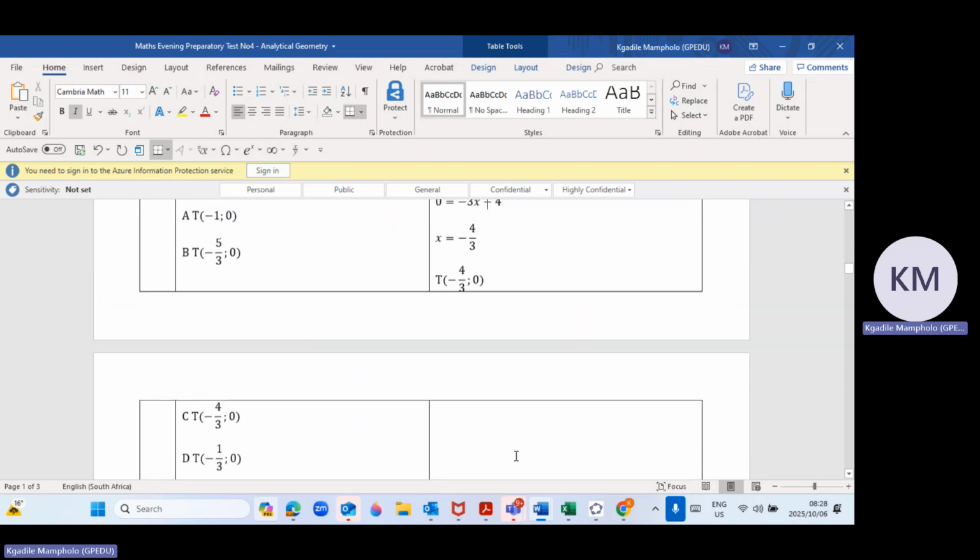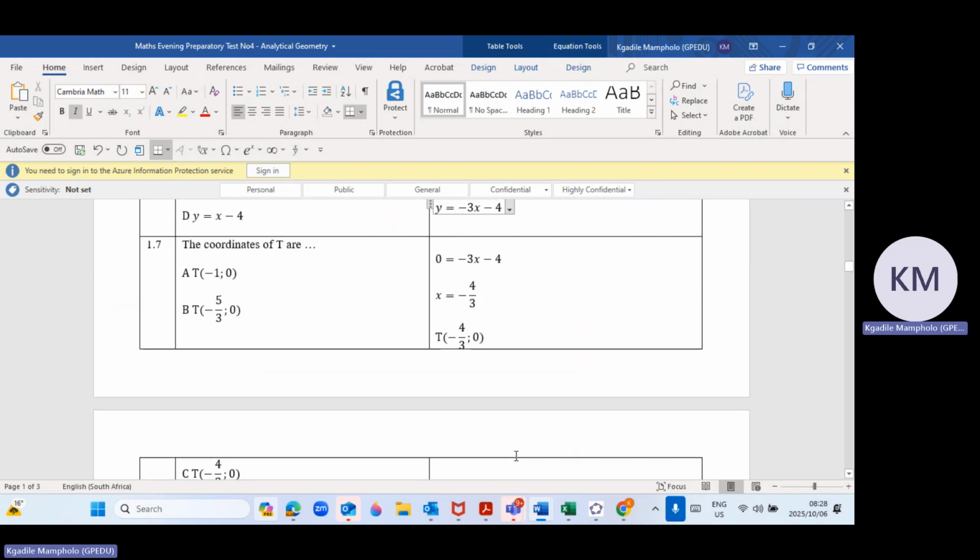1.7, the coordinates of T. Remember, T is the x-intercept of line PR. We have just calculated the equation of line PR, which is y equals -3x minus 4. Now, at T, we know that y is 0. Then you let y be 0 because T is the x-intercept. Then you substitute y as 0 and make x the subject of the formula, which will be -4/3. Therefore, the coordinates of T are (-4/3, 0).